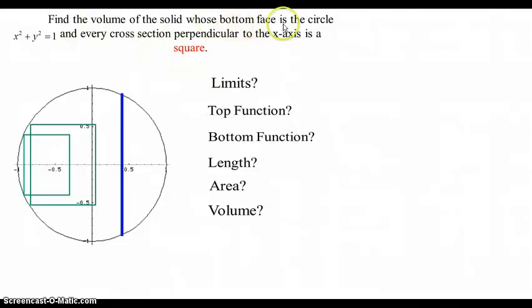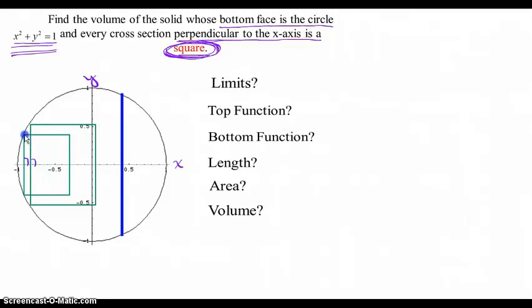Find the volume of a solid whose bottom face, or whose base, is the circle x squared plus y squared equals 1, and every cross-section perpendicular to the x-axis is a square. So we still have squares as our cross-sectional pieces. We're still perpendicular to the x-axis. Here's perpendicular to the x-axis. But here our base looks a little bit different. Here it's not just the region bounded between a nice looking function and the x-axis. Here's the y-axis, here's the x-axis. So there's a little more work to do on this one, but it's still not that terribly difficult.